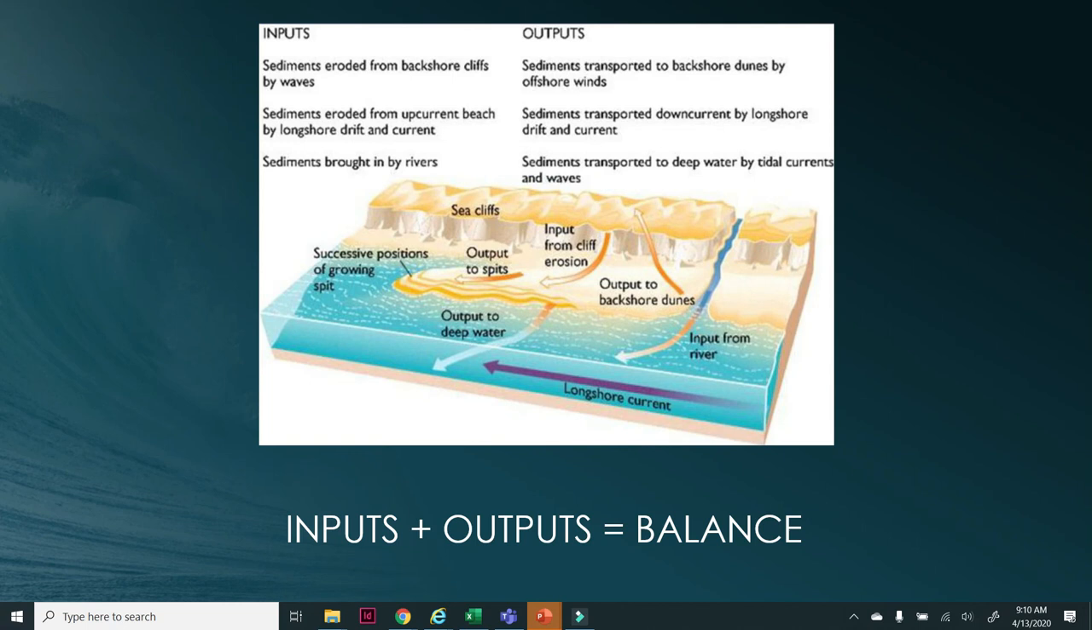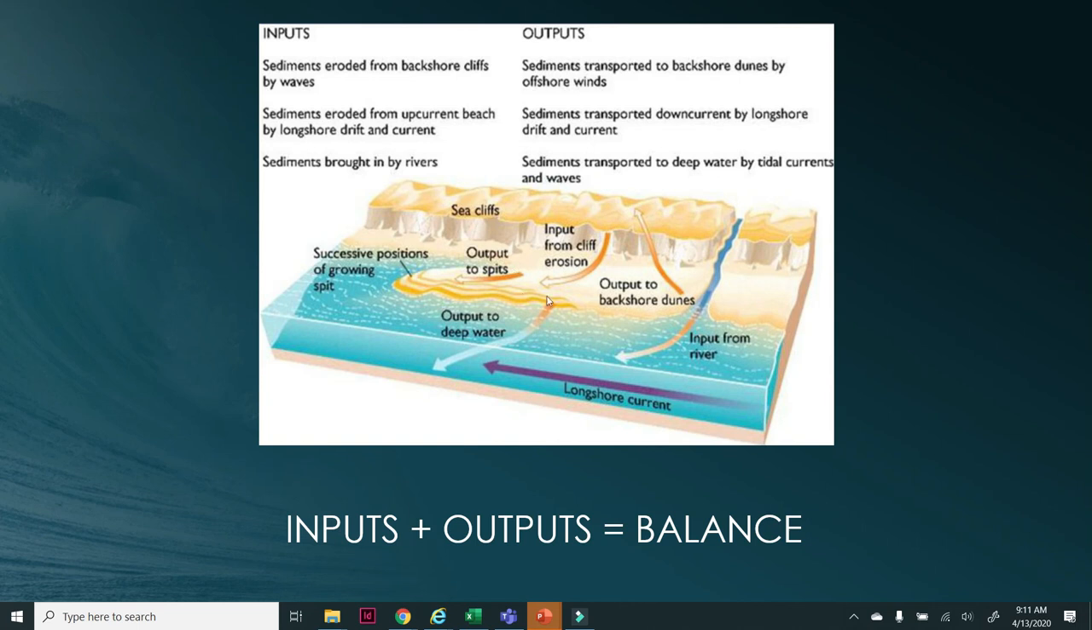We also have outputs though. So if you have sand down here and the wind blows really, really hard, or we have big waves like we saw in Superstorm Sandy, and this sand gets pushed back up into the dune, well, that's an output.